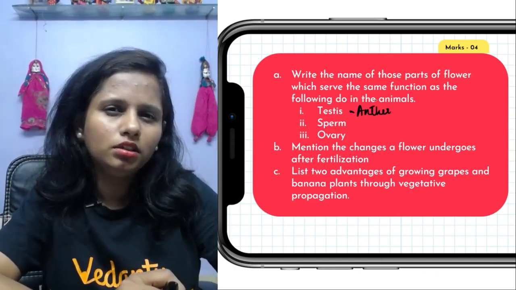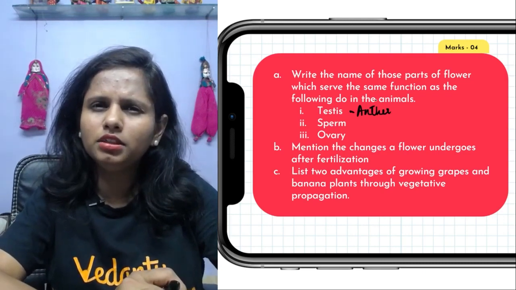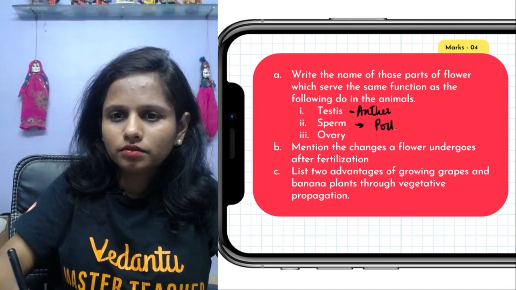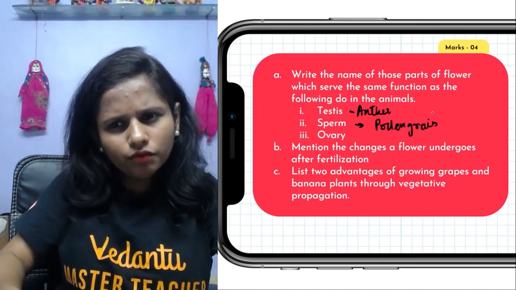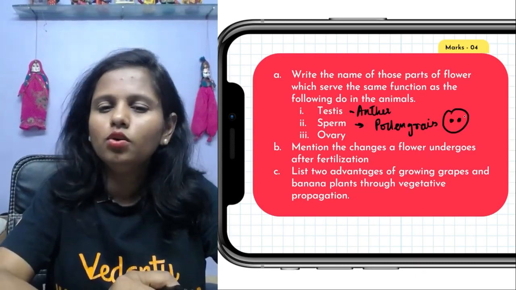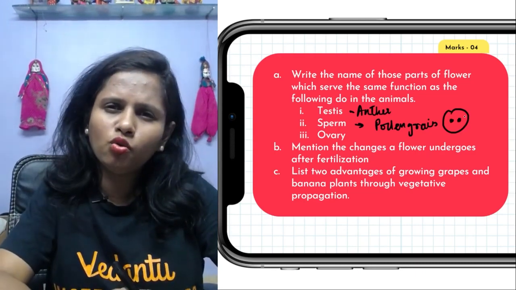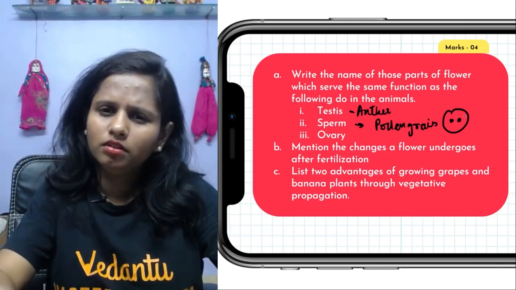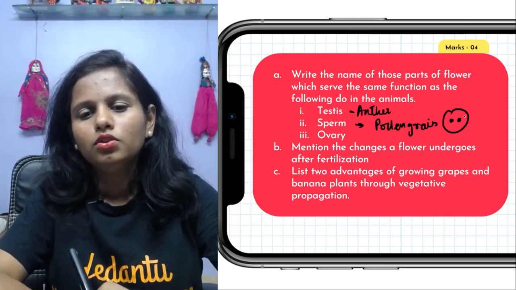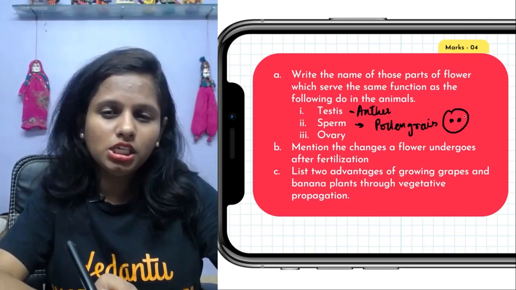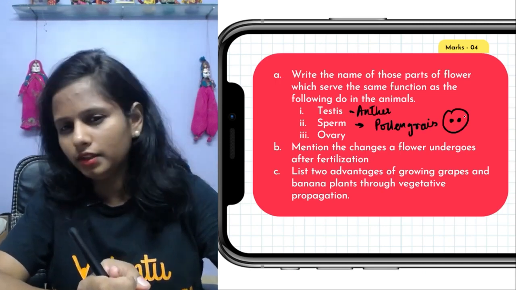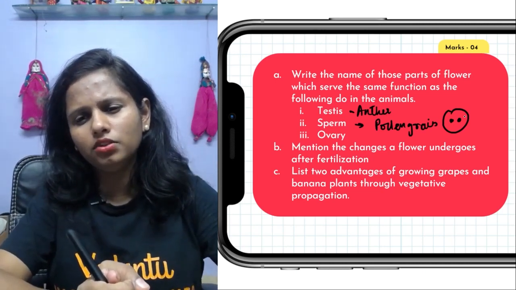Sperms are the male gametes. Now what are the male gametes? There are 2 male gametes present in the pollen grain. So you can write pollen grain which holds the 2 male gametes, right? Ovaries produce ova, eggs. Plants also have ovaries, which produce egg cells in ovules, right? Perfect. So mention the changes a flower undergoes after fertilization. And the third one is to list 2 advantages of growing grapes and bananas through vegetative propagation.